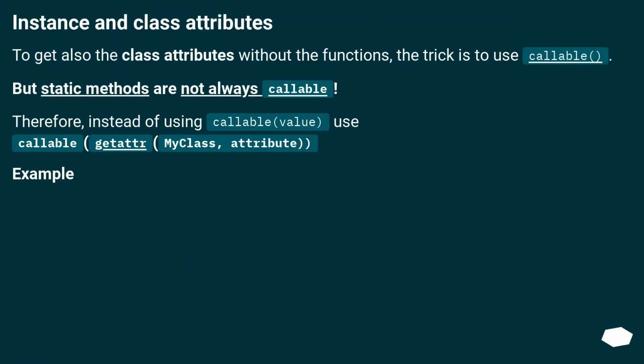Instance and class attributes. To get also the class attributes without the functions, the trick is to use callable. But static methods are not always callable. Therefore, instead of using callable(value), use callable(getattr(MyClass, attribute)). Example.